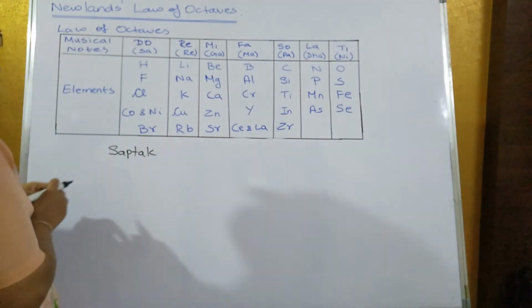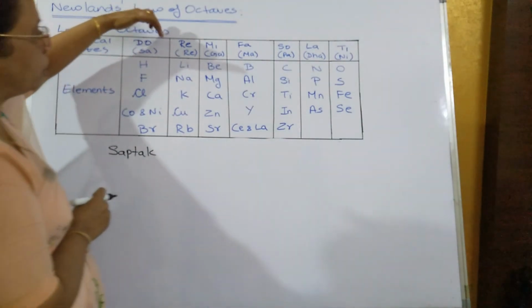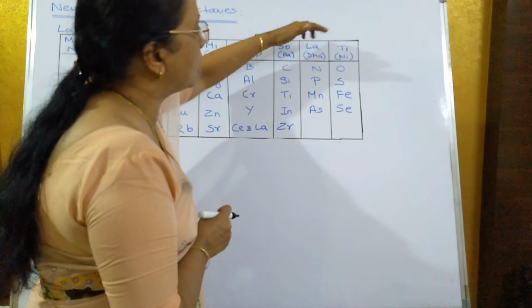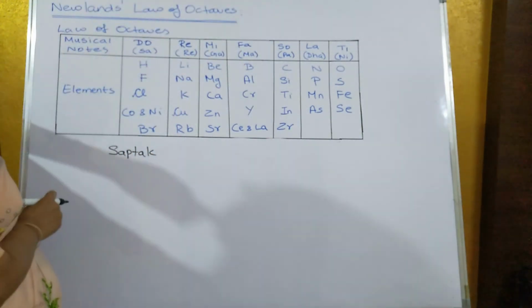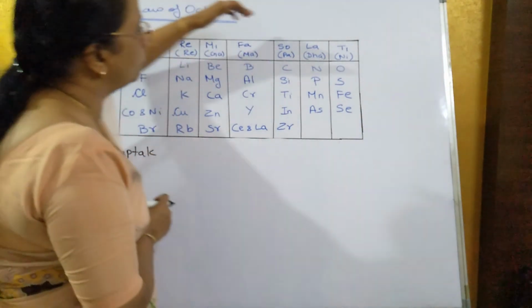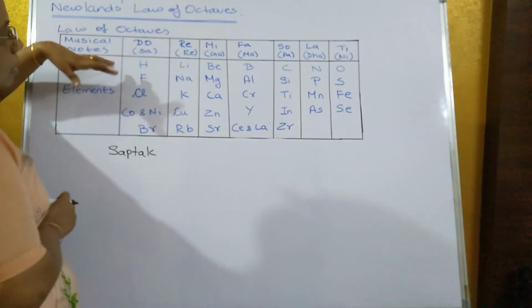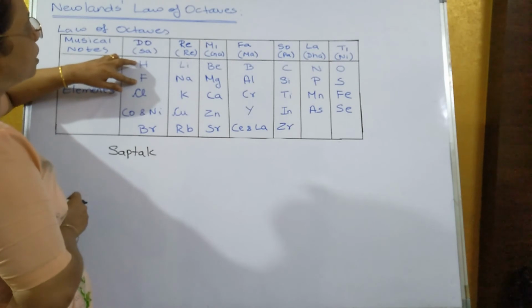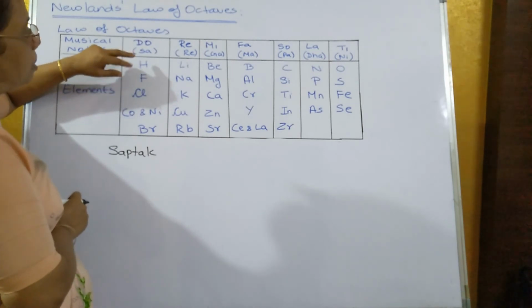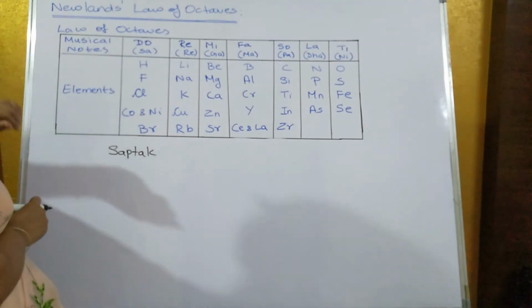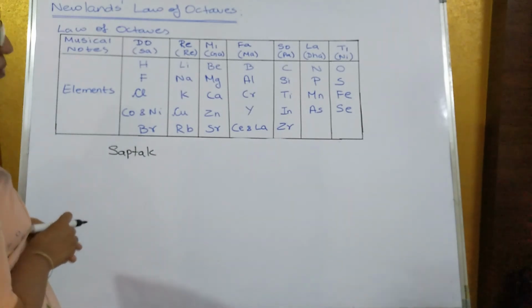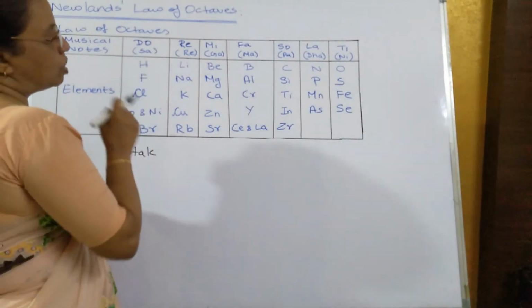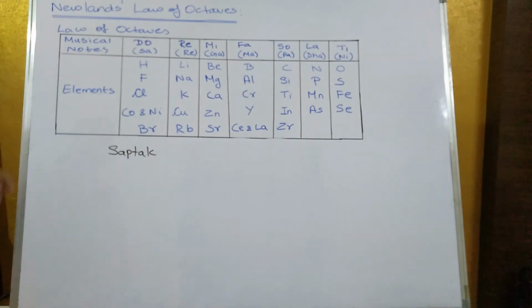In Western music it is known as what? Do, re, mi, fa, so, la, ti. Here also the frequency goes on increasing as we go from do to ti, and the eighth do will be double the frequency of the original do. We create varieties of music by using these 7 notes of Indian music.